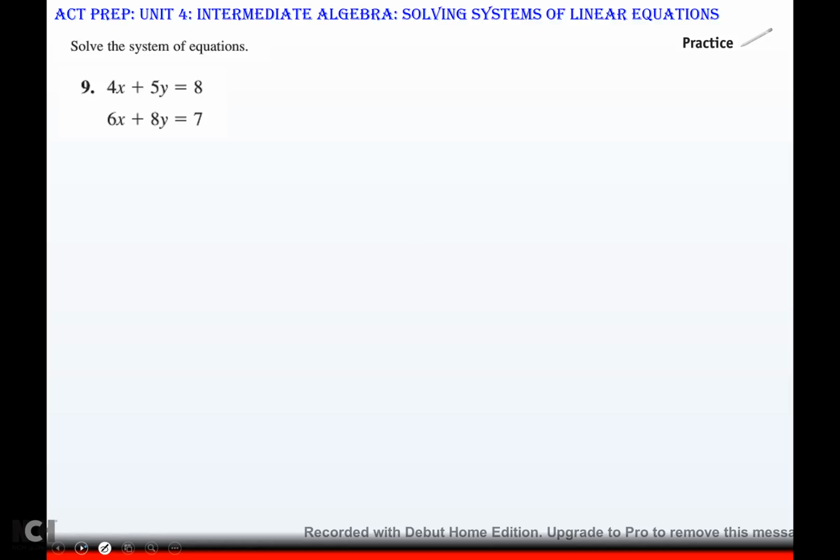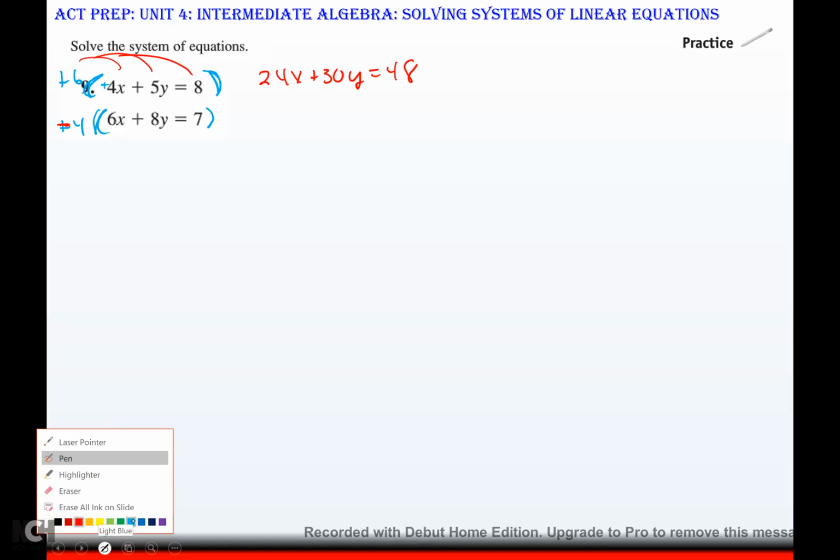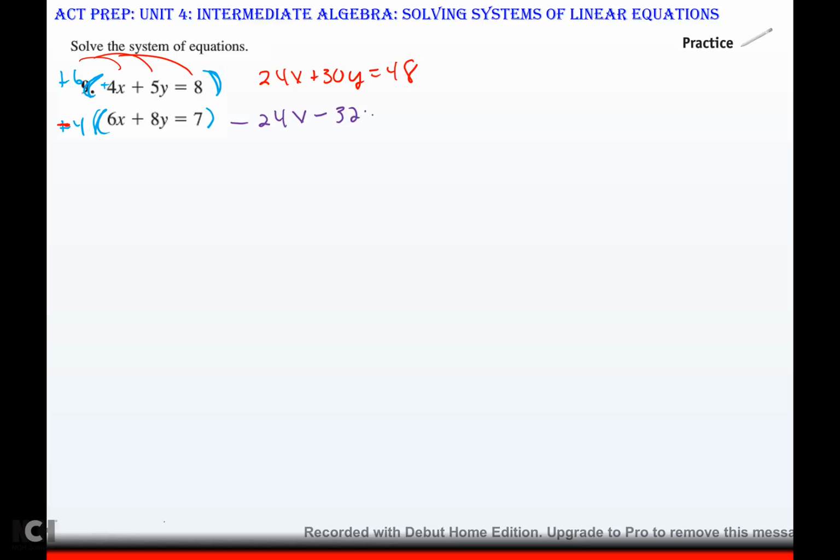Okay. Next, if I try and add first, nothing eliminates, so I'm going to have to do the top by the bottom and the bottom by the top. I decided to kill the x's. So positive 6 comes up and positive 4 goes down. They came out the same, so I need to make them different. So I'll make the 4 negative. Distributing the 6 on top gives me 24x plus 30y equals 48. Distributing the negative 4 on the bottom is going to give me negative 24x, negative 32y equals negative 28.